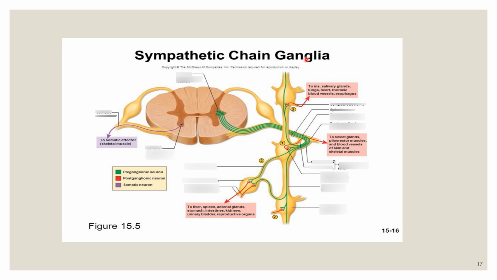So this is the figure. So what happens? The cell bodies of the sympathetic preganglionic neurons, where are they located? They are located in the intermediolateral horn of the spinal cord from T1 to L2.